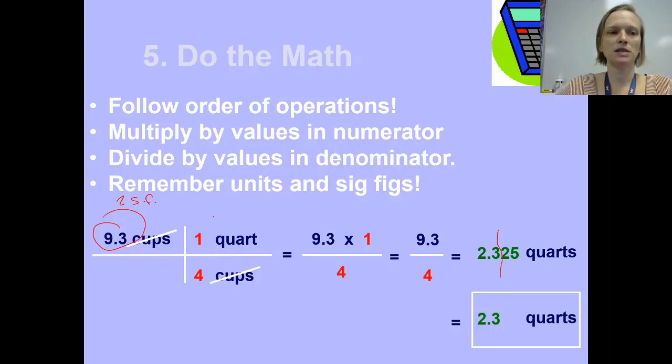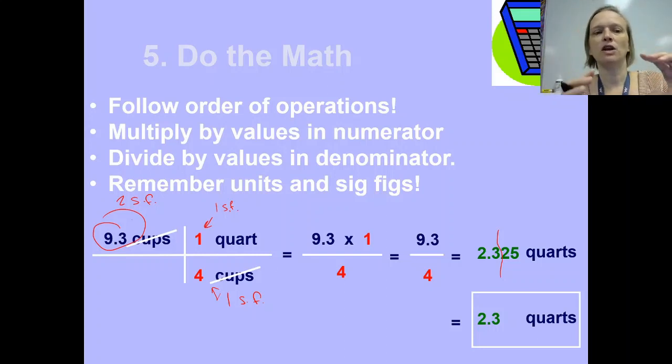Now, students are sometimes curious. They think, hey, wait a second, this is 1 significant figure, and this is 1 significant figure. So why don't I have 1 significant figure in my answer? Remember, a definition has infinite sig figs. So this is a definition. 1 quart equals 4 cups.